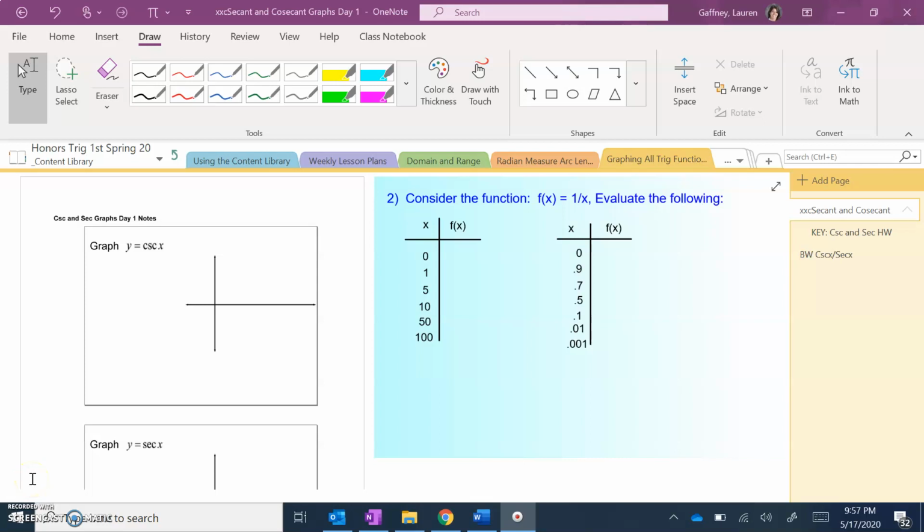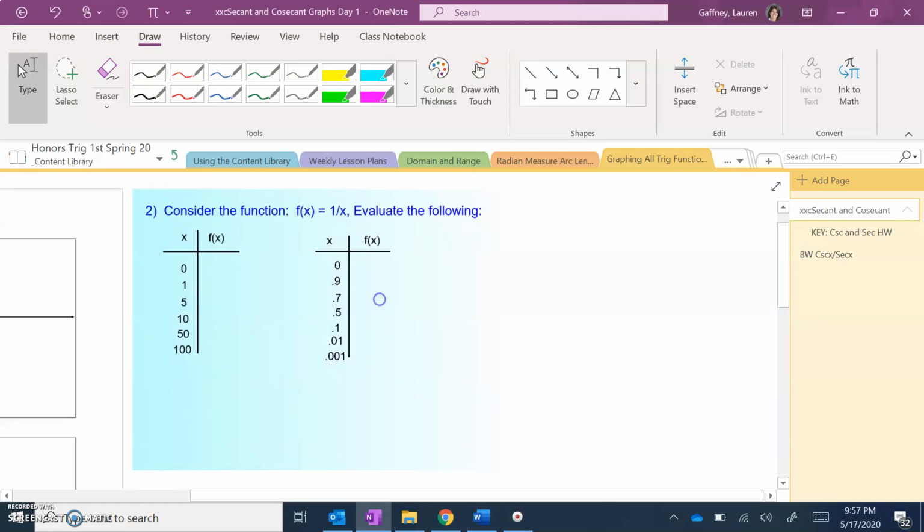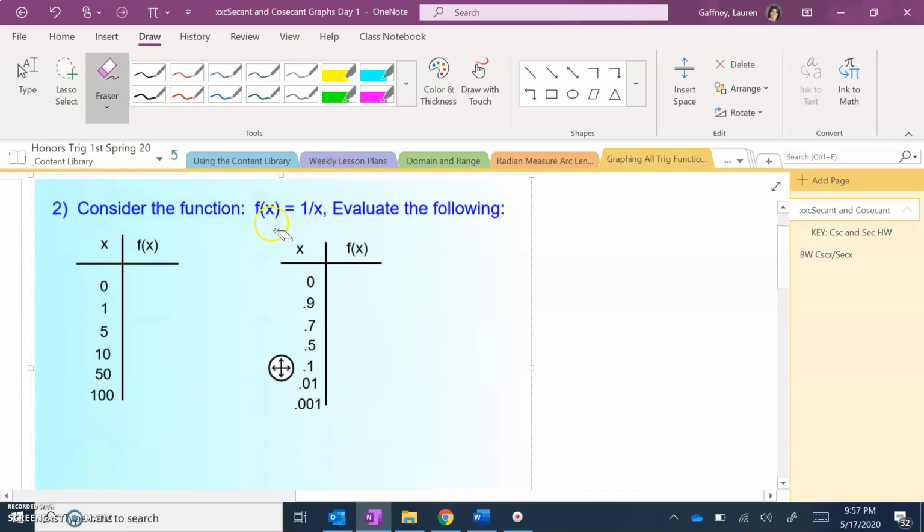All right, guys. So now we're going to get into graphing all of the other trig functions. I'm going to start with this slide over here, where we're going to consider the reciprocal function. You saw this probably in Algebra 2, but it's been a little bit. So let's think about this.